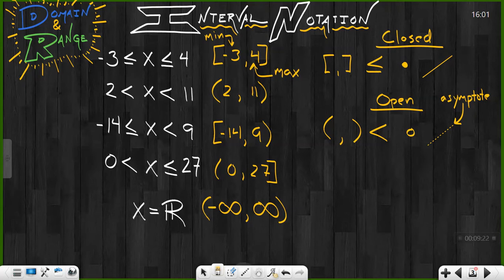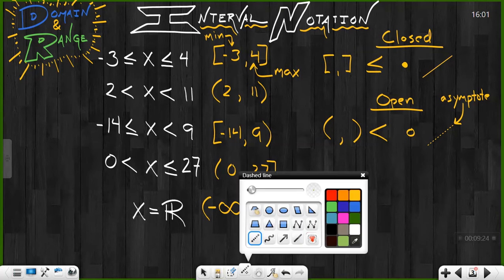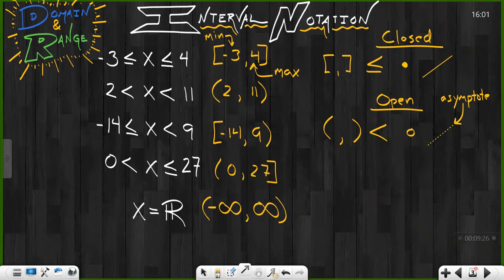But how do we recognize that on a graph? Well, we recognize that we are going to be dealing with open brackets when we have an arrow. All right, you'll see arrows to the left, you'll see arrows down, and sometimes you'll see them going left and down. All right, that's typically negative infinity. Obviously left when you're talking about domain and down when you're talking about range. Likewise, for positive infinity, we'll see it going to the right, we'll see it going up, or sometimes we'll see it going up at an angle.